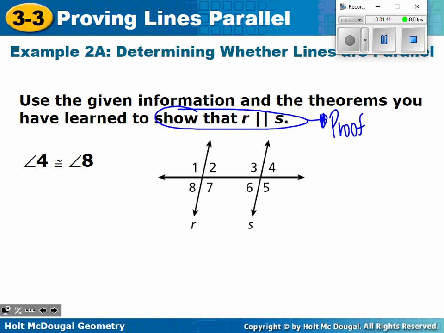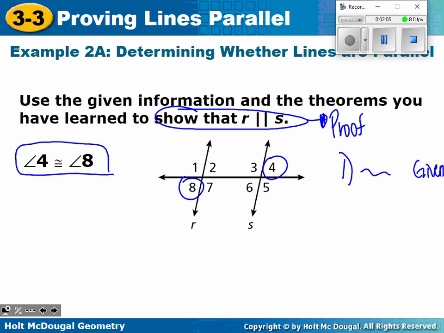Okay. So look at the problem. They're giving you information about 4 and 8. What kind of angles are 4 and 8? Alternate exterior. So yesterday we had a theorem that said if alternate exterior angles are congruent, then the lines are parallel. This would be a simple 2-step proof. You would write down your given, and then you could write down what you are trying to prove. R is parallel to S. What would be the reason?